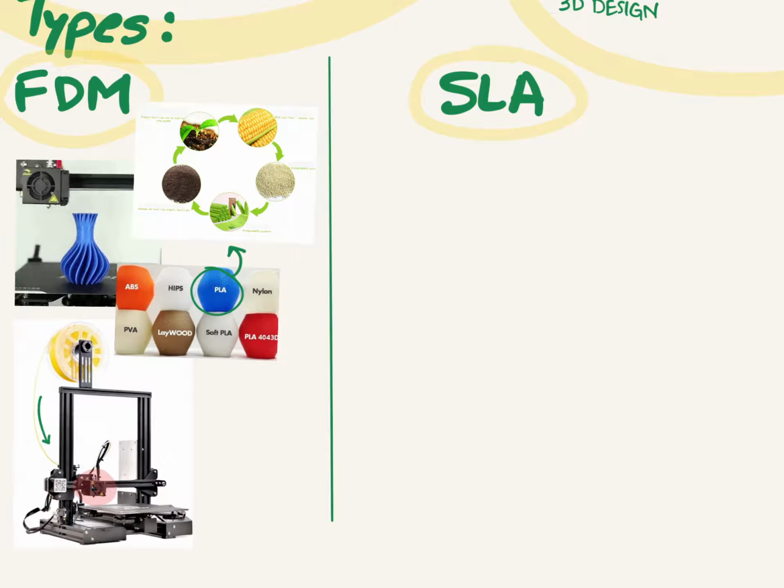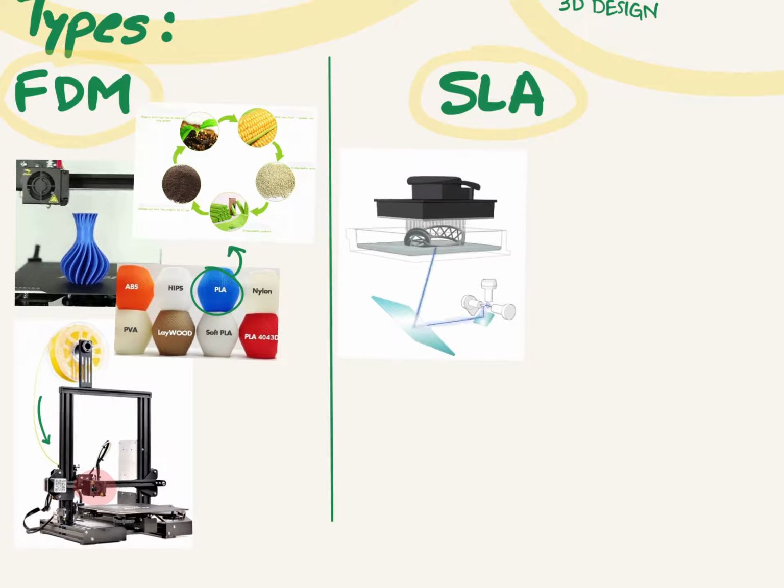SLA or stereolithography apparatus is another 3D printing process that is very different from FDM. This uses a photochemical process. Photochemical is made up of photo, meaning light, and chemical, meaning change in the chemistry of the material that's used for 3D printing. This 3D printing material is found in liquid state and is also called liquid resin.